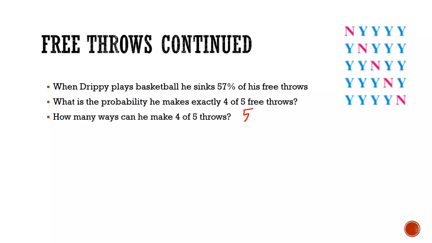Are any of these more likely? We just said that it's independent. He doesn't learn, he doesn't have nerves. Is any one of these 5 possibilities more likely than the other? No. So if I can find the probability of one of these, I can just multiply it by 5 to get the probability he'd get exactly 4 out of 5. So let's do the first one.